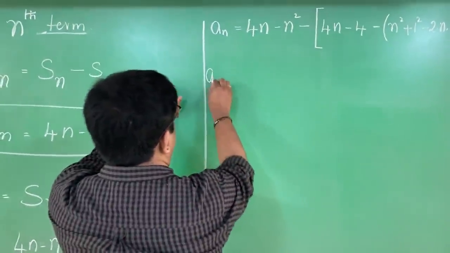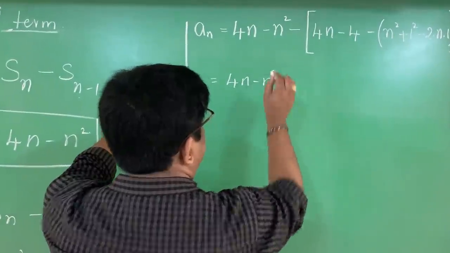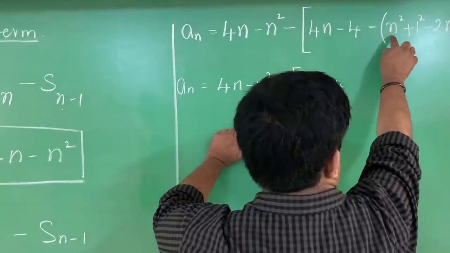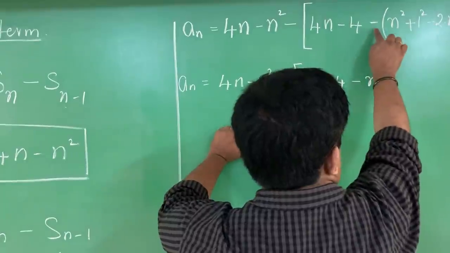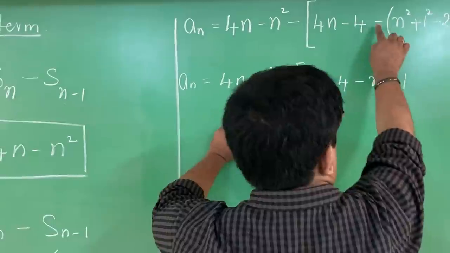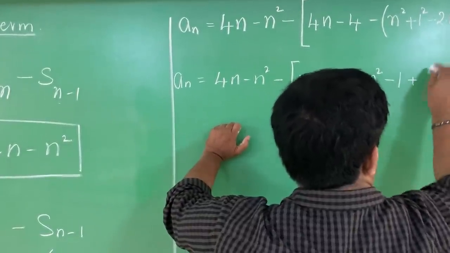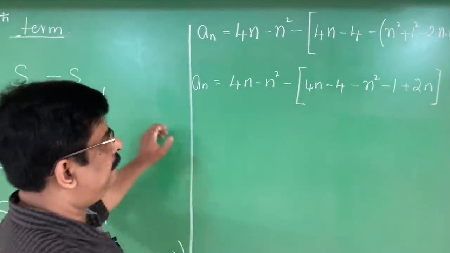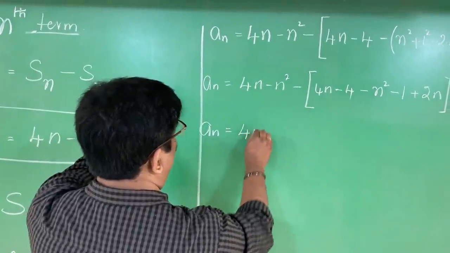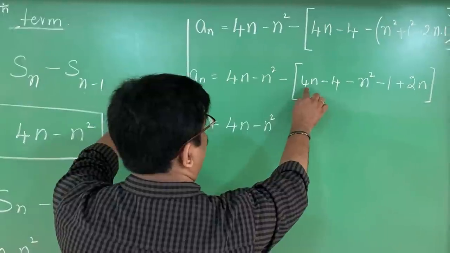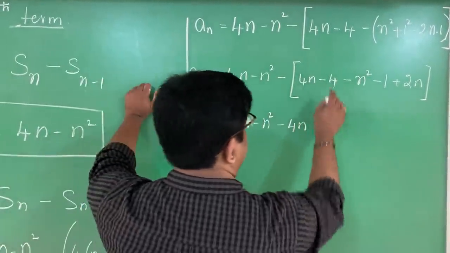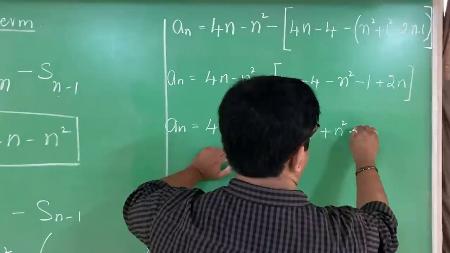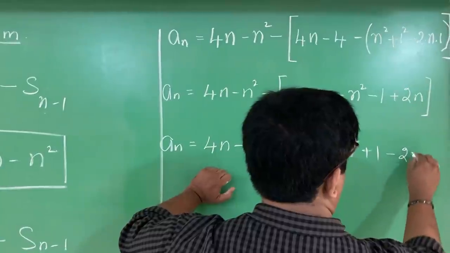Now, again, simplification. an is equal to 4n minus n square minus of 4n minus 4. Now I am removing this bracket. Minus n square, minus 1 square is 1, minus 1. Minus into minus, plus 2 into n into 1 is 2n. Now that small bracket is gone. There is one more bracket left, that is the big bracket. Now what I do is, an is equal to 4n minus n square. Now, minus into 4n, minus 4n. Minus into minus, plus 4. Minus into minus, plus n square. Minus into minus, plus 1. Minus into plus, minus 2n.